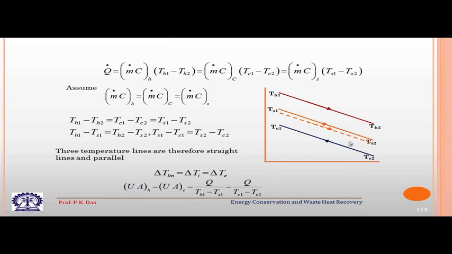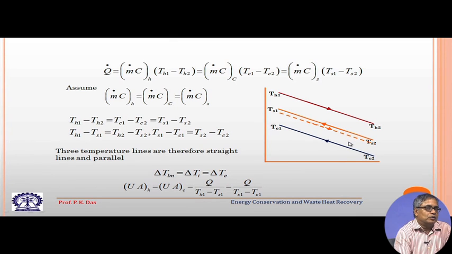So, if we again pay our attention to this particular slide. Here we have made a drastic assumption, which may not be true in the actual case, that m dot C H, the heat capacity rate of the hot fluid, is equal to m dot C C, the heat capacity rate of the cold fluid, which is equal to m dot C S, the heat capacity rate of the secondary fluid, which couples the hot end heat exchanger and the cold end heat exchanger.